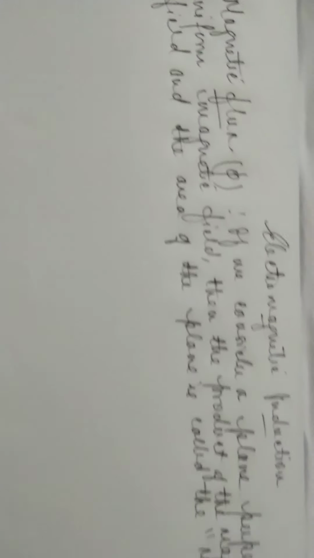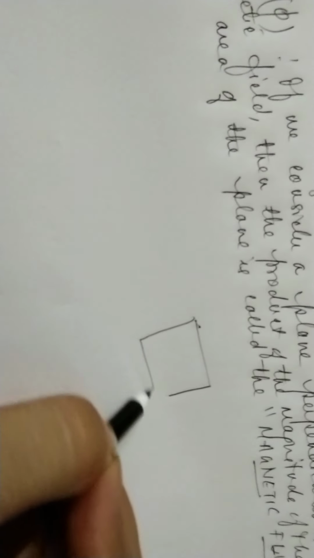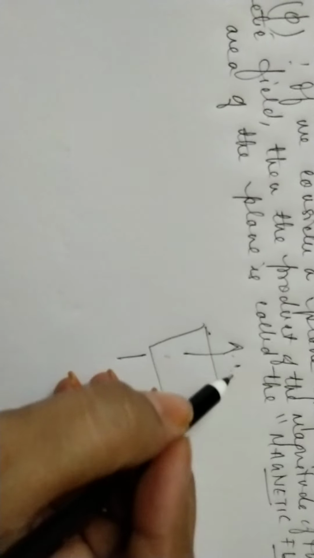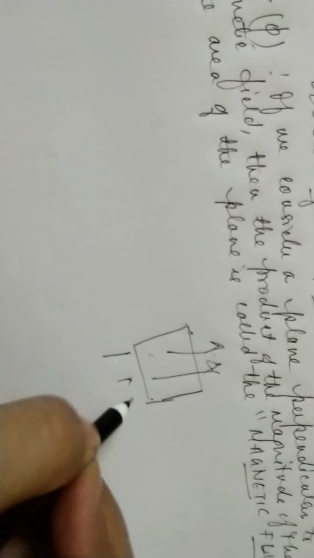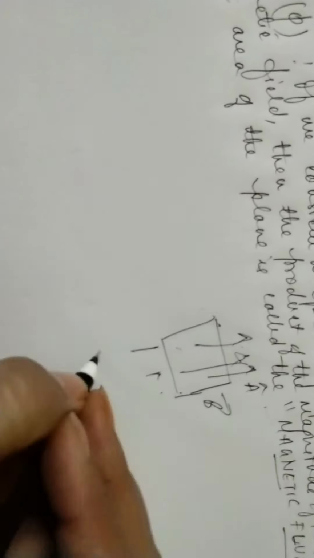Now suppose we have taken this as a plane, and in this plane let us assume the direction of the magnetic field, and the direction of the area. If this is the plane, the area vector A caret will also be in the upward direction, and B vector is also in the upward direction. So phi is here BA, so that is BA.